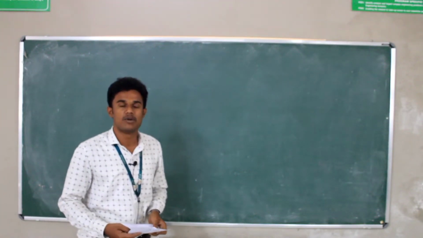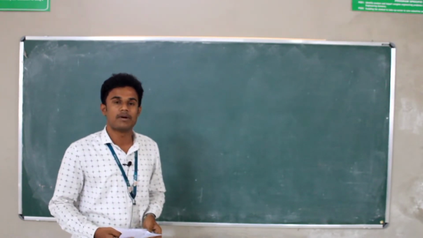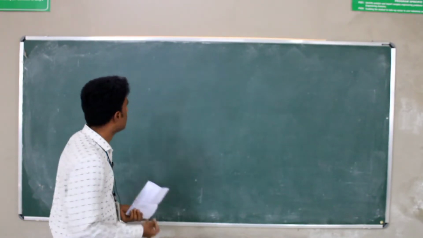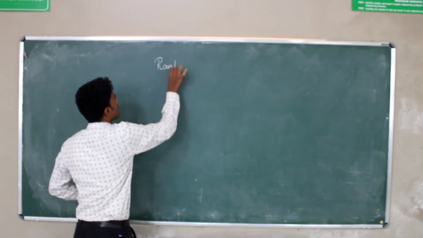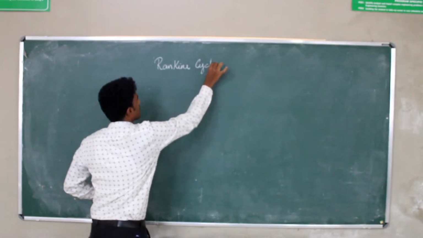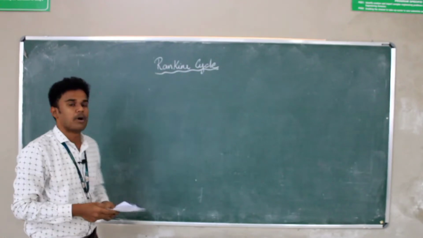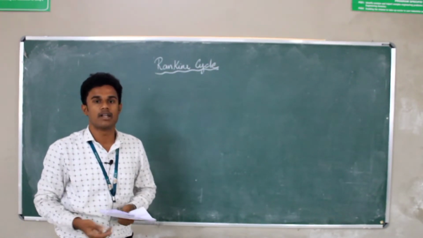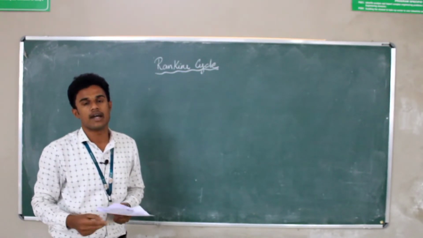Now we are going to discuss the Rankine cycle. The Rankine cycle is one of the power cycles used in power plant engineering. A power plant consists of four major components: the boiler, the condenser, the expansion device, which is the turbine, and the feed pump.